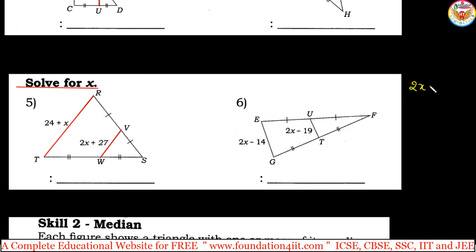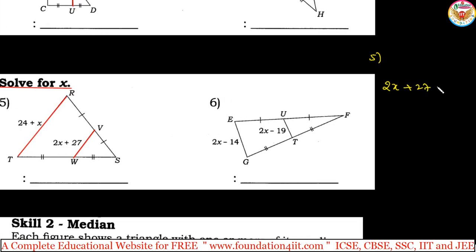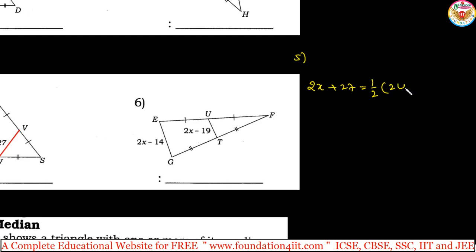So 2x, fifth problem, explaining. 2x plus 27 is exactly 1 by 2 times 24 plus x. Okay, this is the equation. From this you can solve and find the x value. 2 is dividing, so you can take this and multiply. So 2 multiplied with 2x plus 27, because 1 by 2, 2 is dividing, took this and multiply 24 plus x.